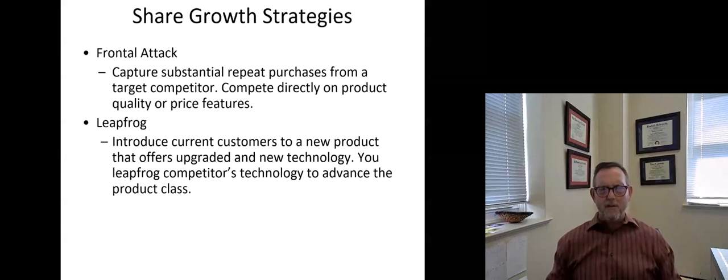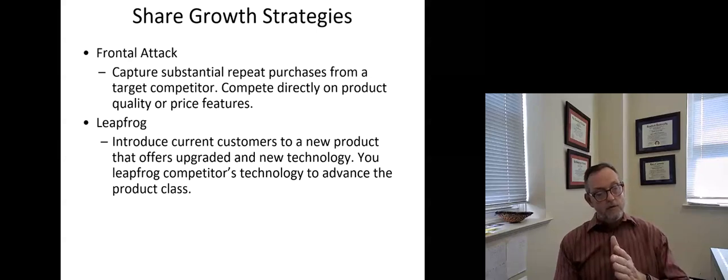One of the three that is a little bit different is called a leapfrog. A leapfrog is when you take your product concept and you put new technology in, or create it in such a way that's radically new or different, where you completely steal the product category, or completely take over a product category because of what you've done.